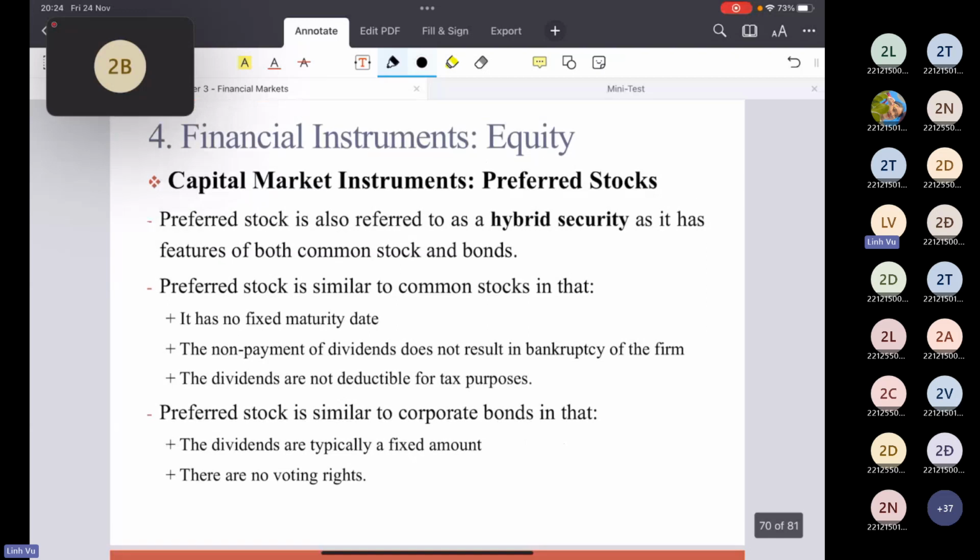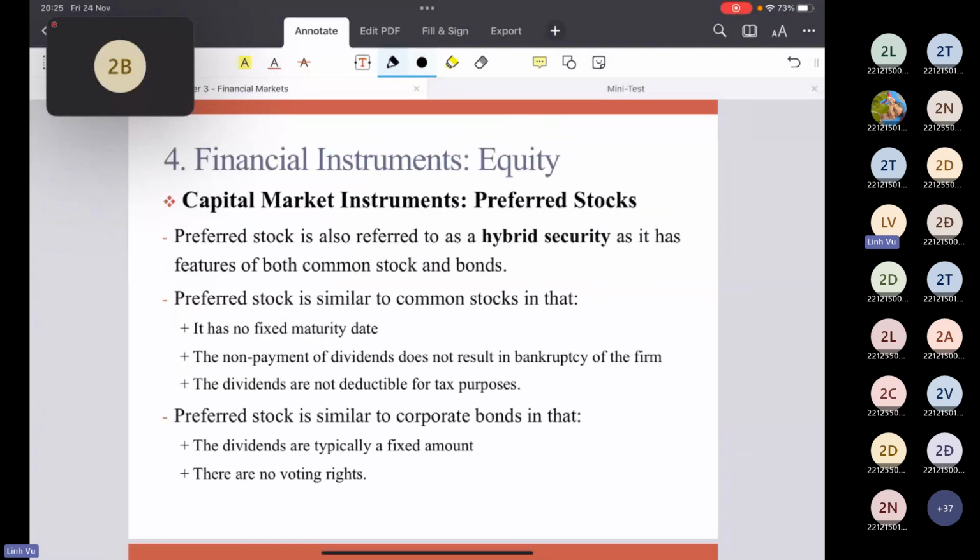you can see in some textbooks, in some news, in some other media, they call the preferred stock a hybrid security. Yeah, hybrid securities. It has some of the features of both common stock and bonds. So yeah, here I have listed some key points, and you can read the slide to understand better why we call the preferred stock a hybrid security. Okay.